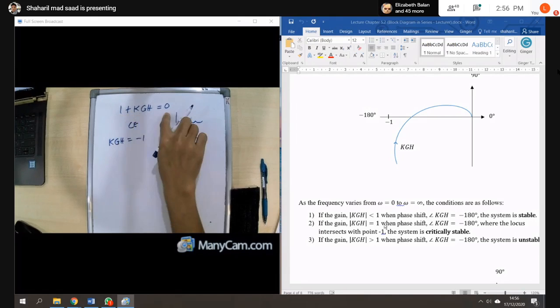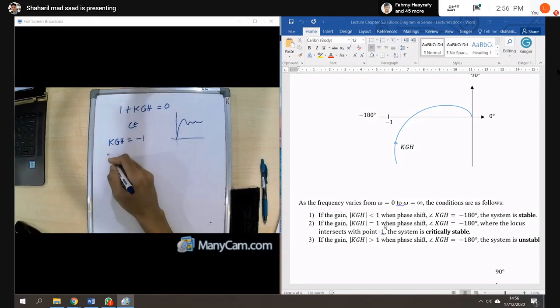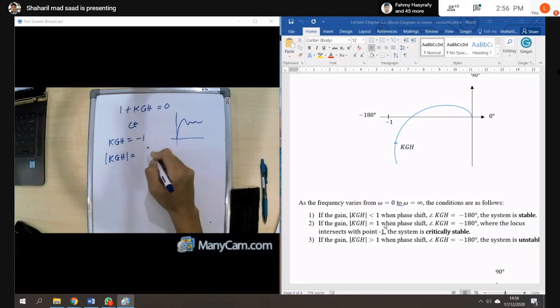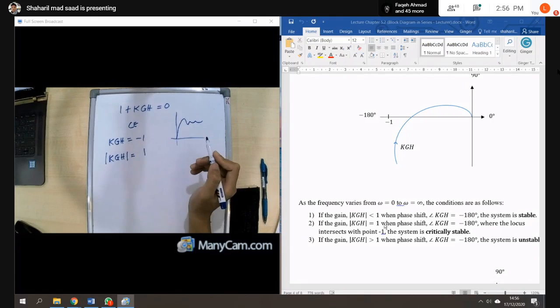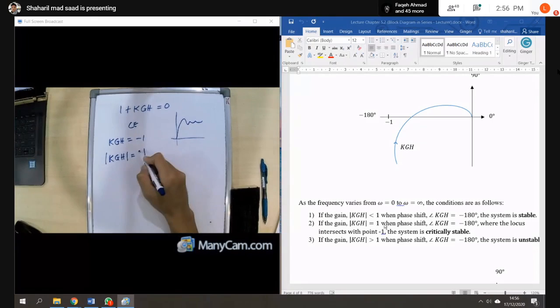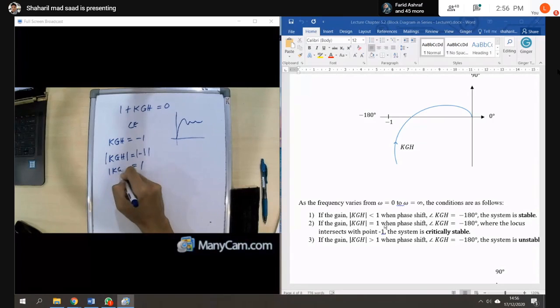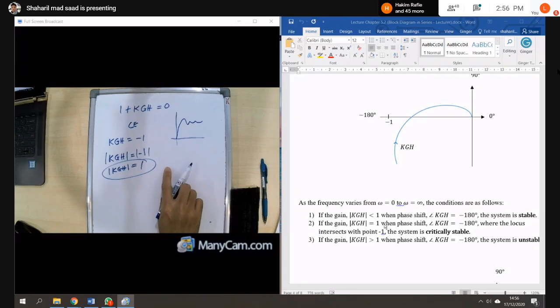When we move 1 to here, we can find the magnitude. The magnitude of KGH is equal to 1, right? So the magnitude of KGH equals 1. This we can use to see whether our system is stable or not.